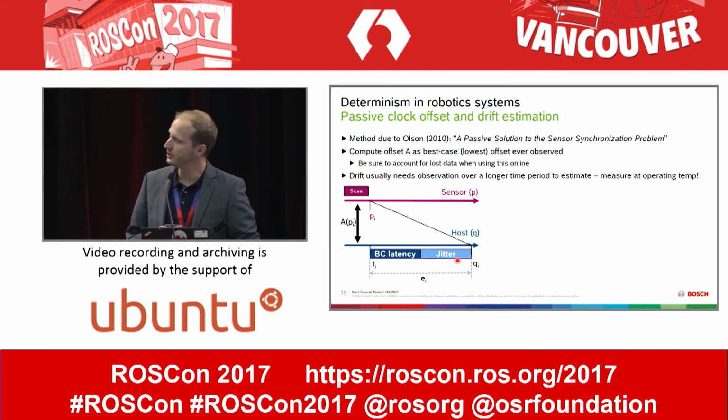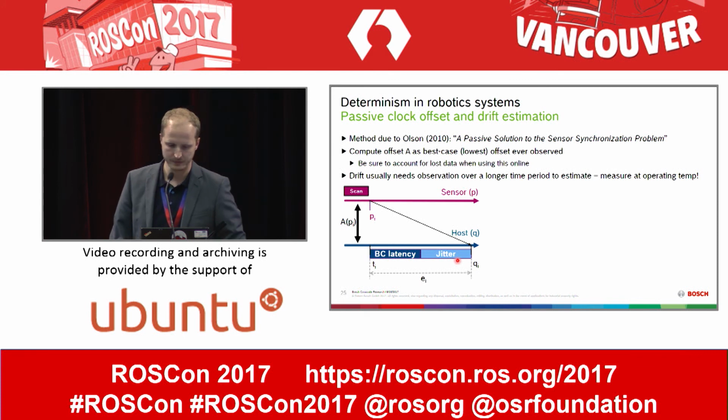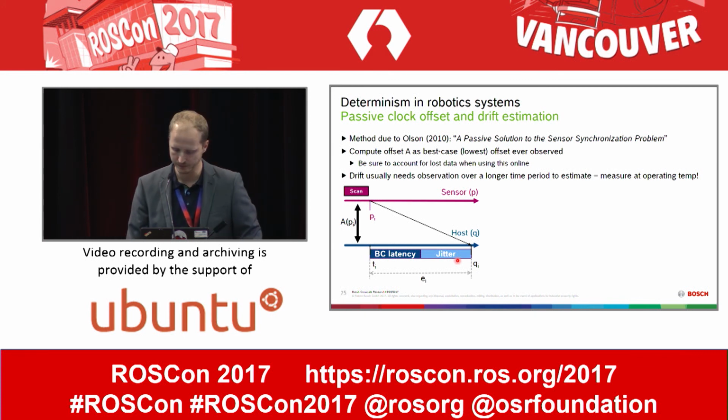And then for drift, you usually need to do some calibration initially, run your system up to operating temperature, and then you measure the offsets over a long time and you see how it drifts. And then once you have those two items, you can use them to compute a clock drift model and use this model to correct the timestamp that you're getting from the sensor. This is all explained very well by Olsen.